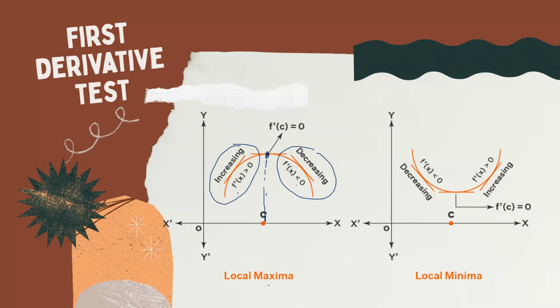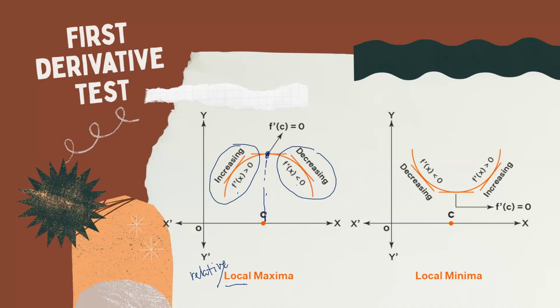Very safe na sabihin local lang muna instead of absolute, no? Ang ibang term for this is, by the way, ang ibang term for local is relative. That means relative to its neighboring points, siya yung pinakamataas. Okay? Pero ang hindi natin sinasabi na for the entire graph of the function, siya yung pinakamataas na point.